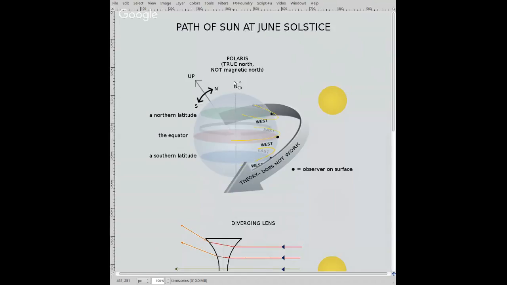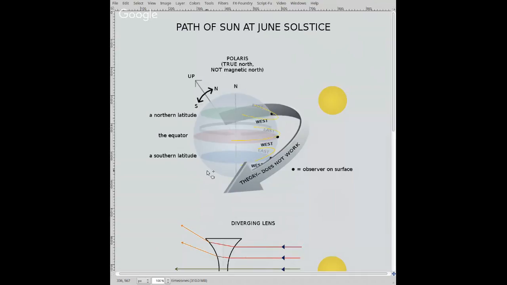So that's where north and south come from. They don't come from the Earth's magnetic poles, although they're close, but those magnetic poles move a little bit, and they're not directly aligned with true north. So, like, for example, when you do a sundial, you have to find true north or it won't work.